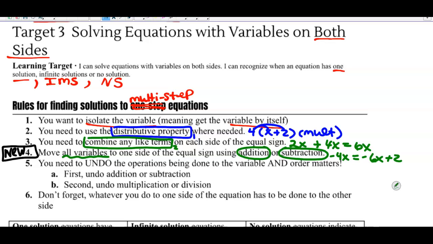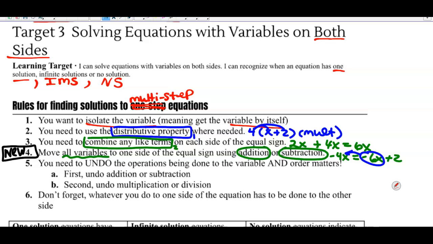We'll take the whole term, which could be this one or the other one, it doesn't matter, and we add or subtract it to the other side. Again, it's doing the opposite. So if it's positive, we subtract it from both sides. If it's negative, we add it to both sides. That's the new part. So then we come to, once we move the variables over, we're left with either a 1 or a 2-step equation.